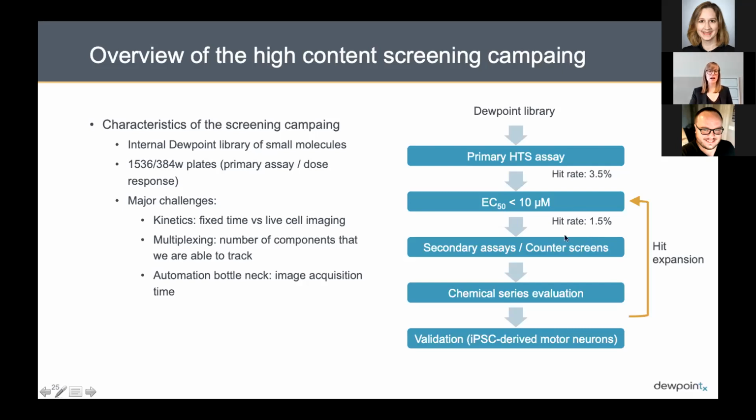These hits, when they're assayed in secondary assays and counter screen assays, allow us to then evaluate the different chemical series. Once we generated several chemical series, we could run a hit expansion strategy to feed new structurally related compounds into this screening cascade in a positive feedback loop to really get validated chemical series that can then be tested in iPSC-derived motor neurons. And this is what I'm going to show you next.